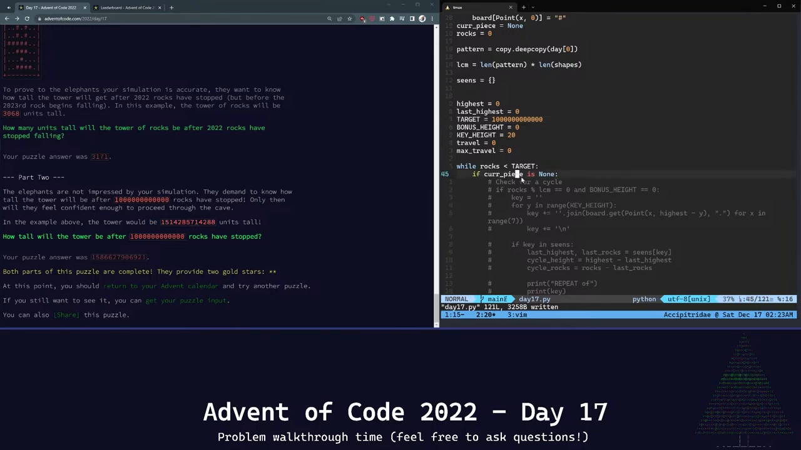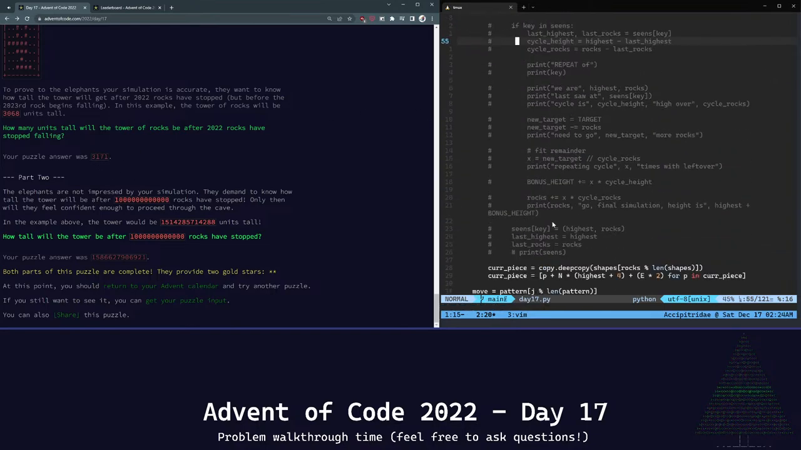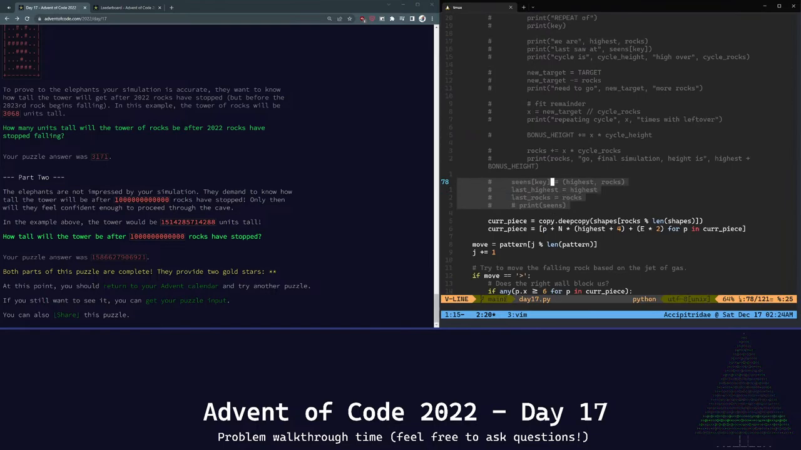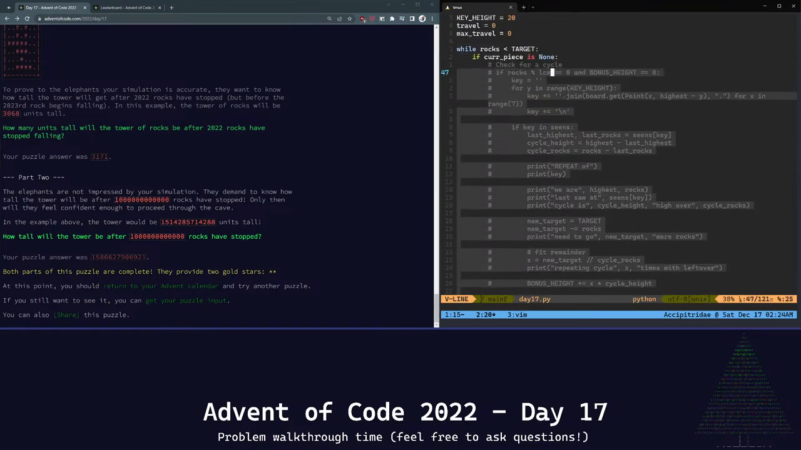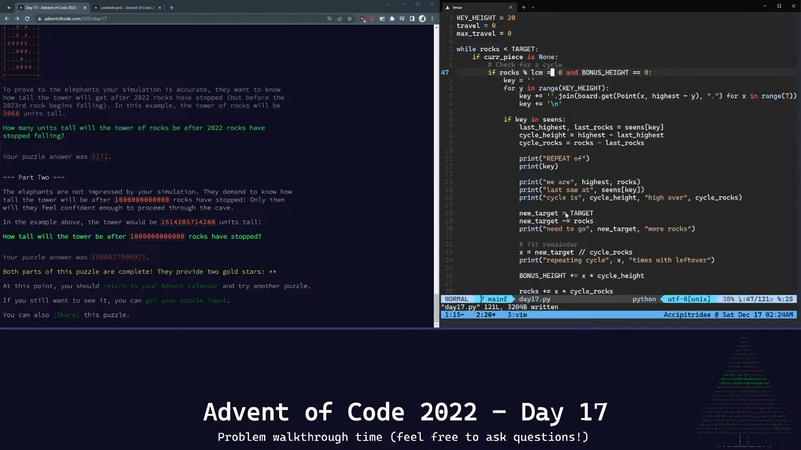Great. So this is not feasible to calculate. We can't really simulate this. So we need to find a more clever way of doing it. And the intuition here is thinking about cycles. So let's try to demonstrate this.